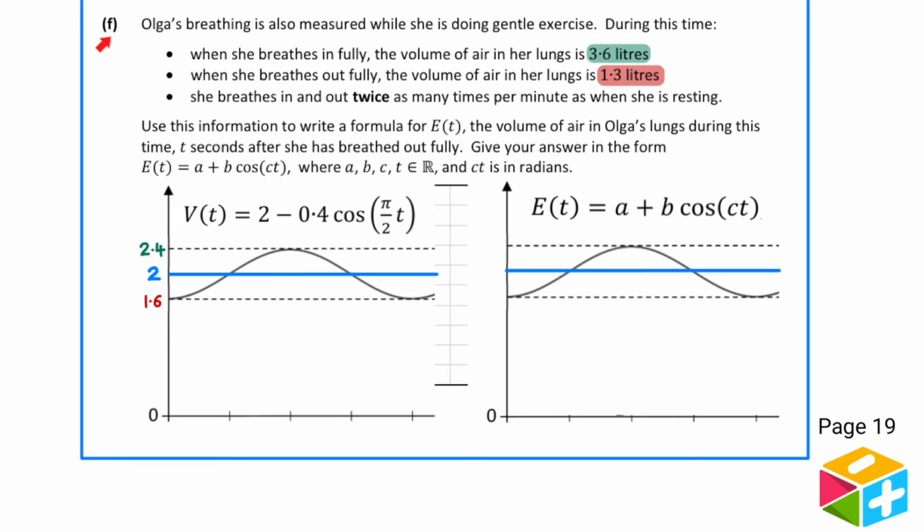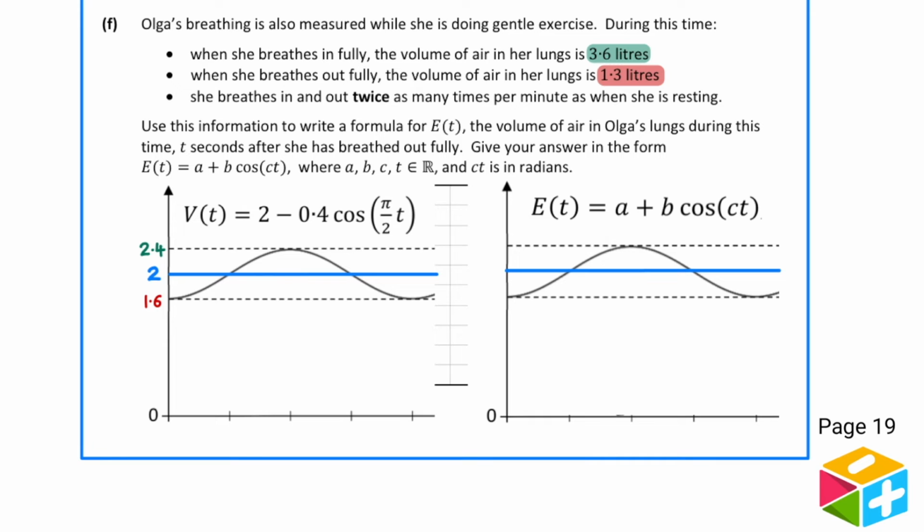In part F, we're told that Olga's breathing was also measured when she was doing gentle exercise. During this time, she has 3.6 litres of air in her lungs when she breathes in fully, and 1.3 litres when she breathes out fully. We're also told that she breathes in and out twice as many times per minute as when she is resting.